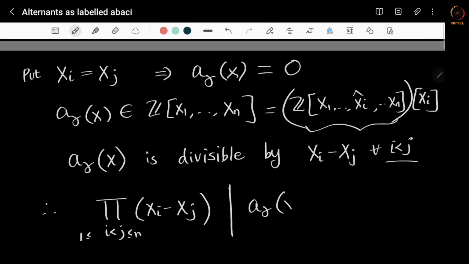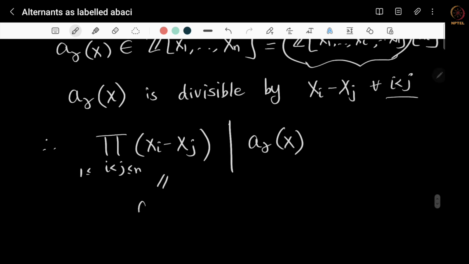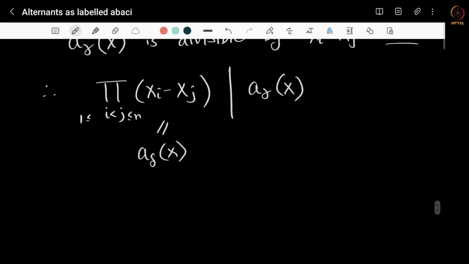In the full ring Z of x1, x2, up to xn, the terms xi minus xj are obviously irreducible polynomials. They're all just degree 1 polynomials. And this is a UFD, a unique factorization domain. So what this implies is that A gamma of x is divisible by each of them, and therefore divisible by their product, because they are all distinct irreducible elements in this unique factorization domain. So this product, on the other hand, is A delta of x.